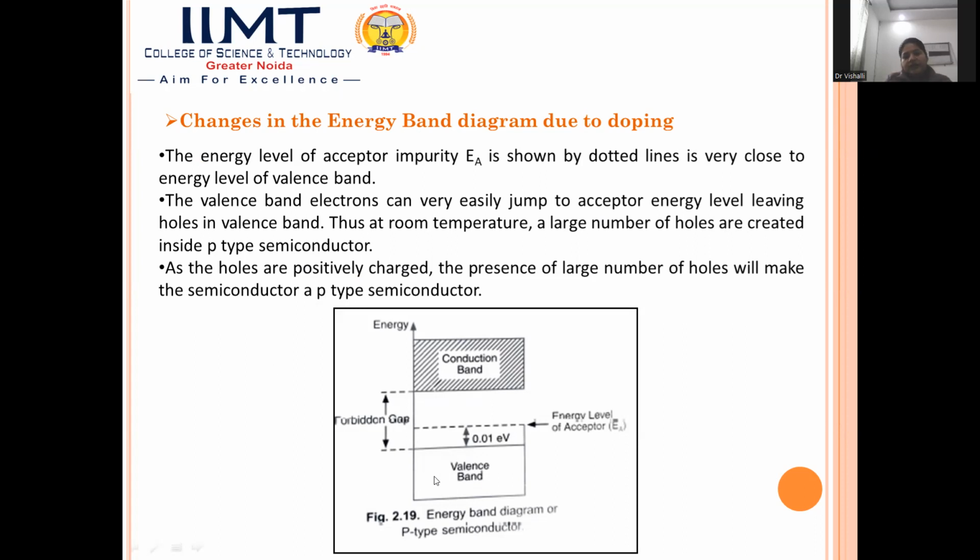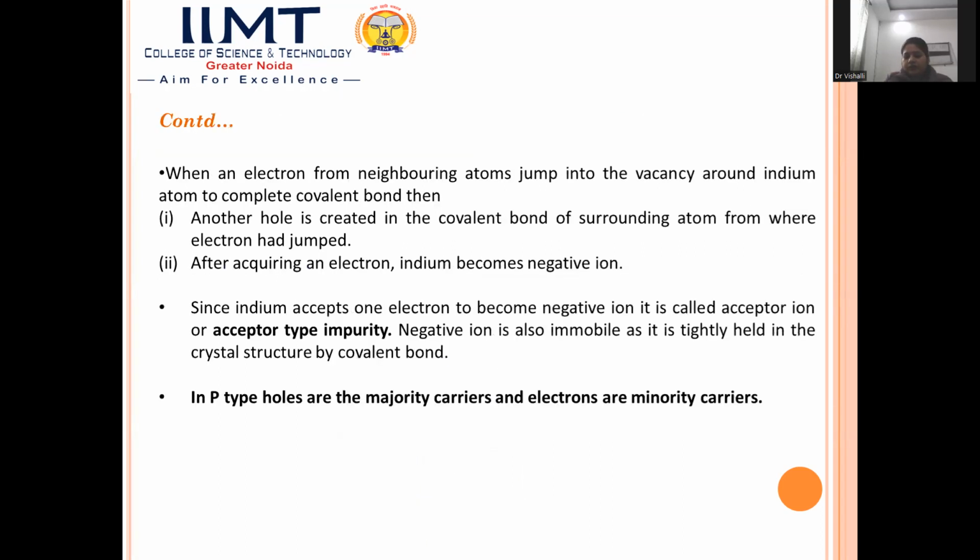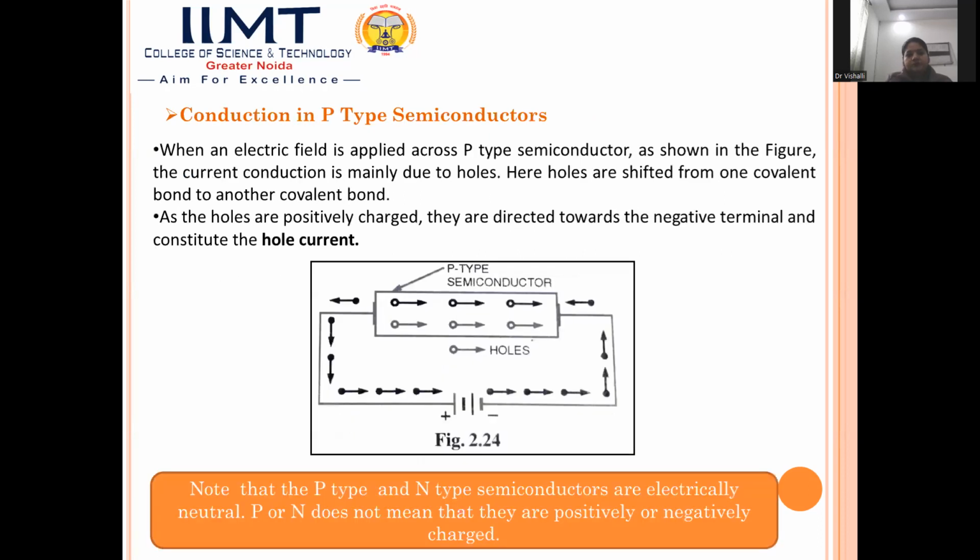So now we will have a large number of holes in the valence band. That is how the energy band diagram is altered by adding the trivalent impurity, or the acceptor impurity. Now let's see how the conduction happens in the p-type semiconductor.